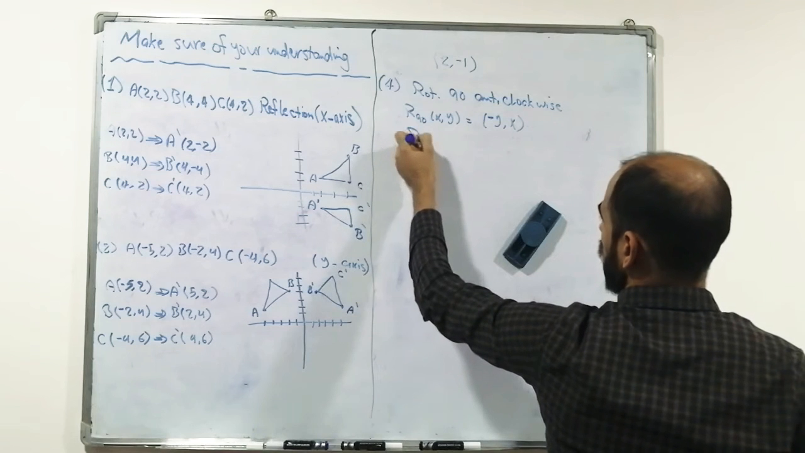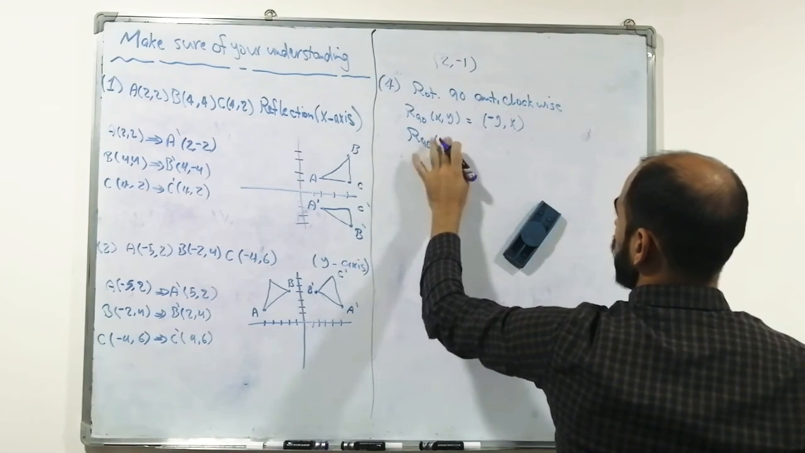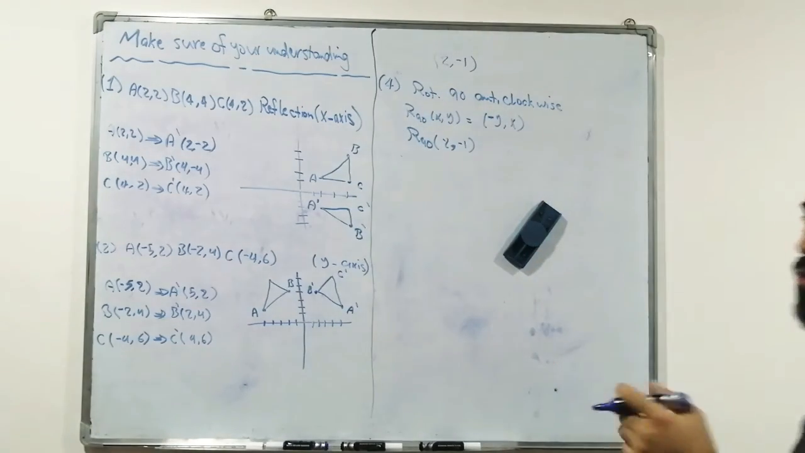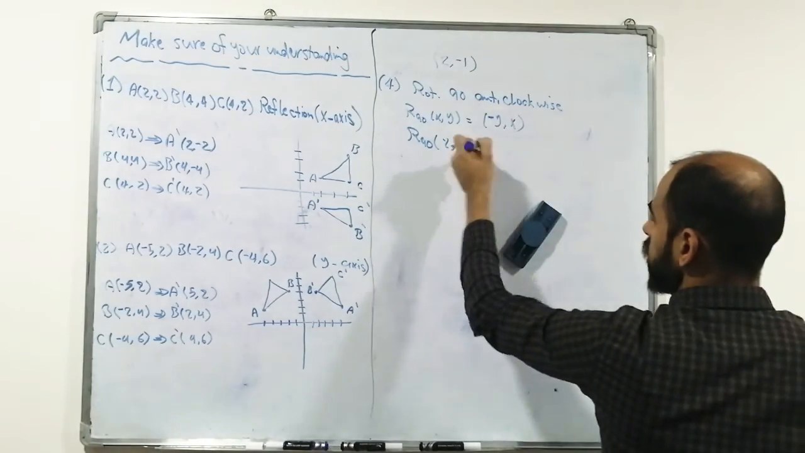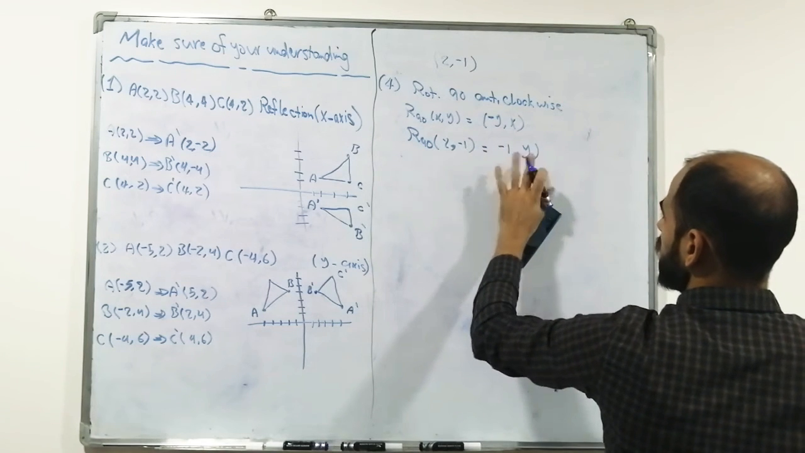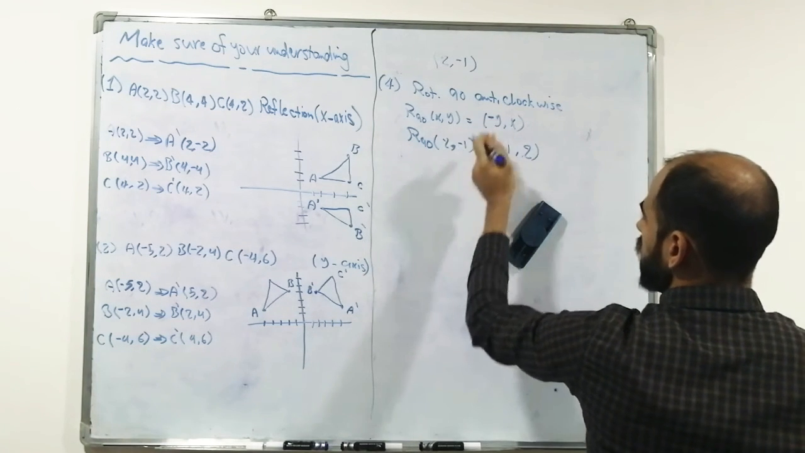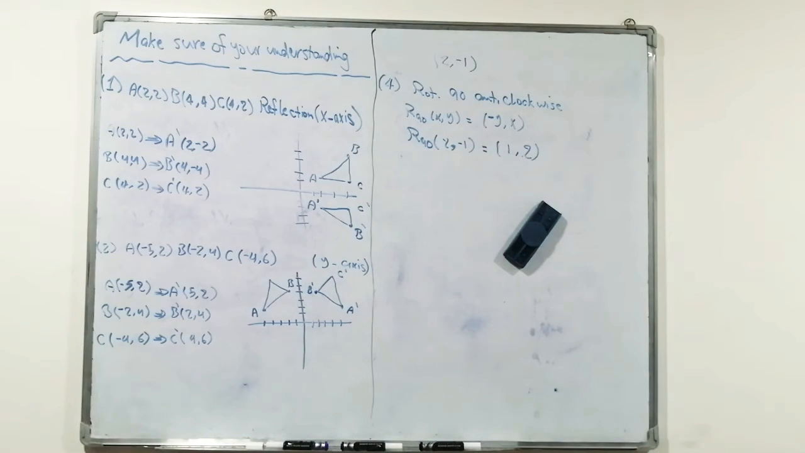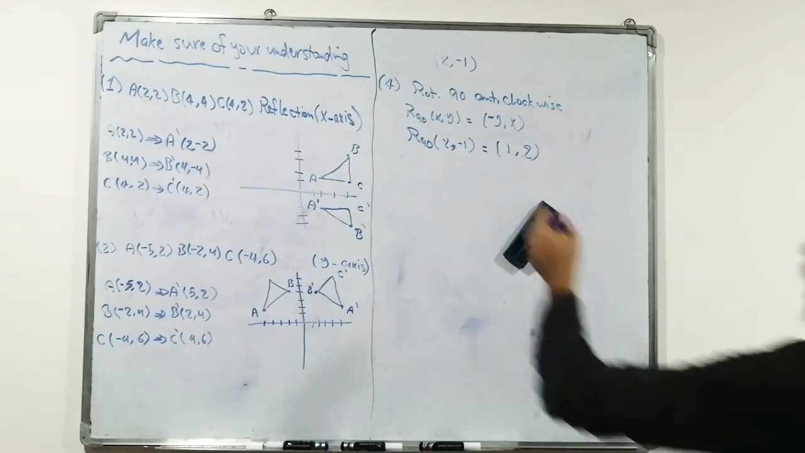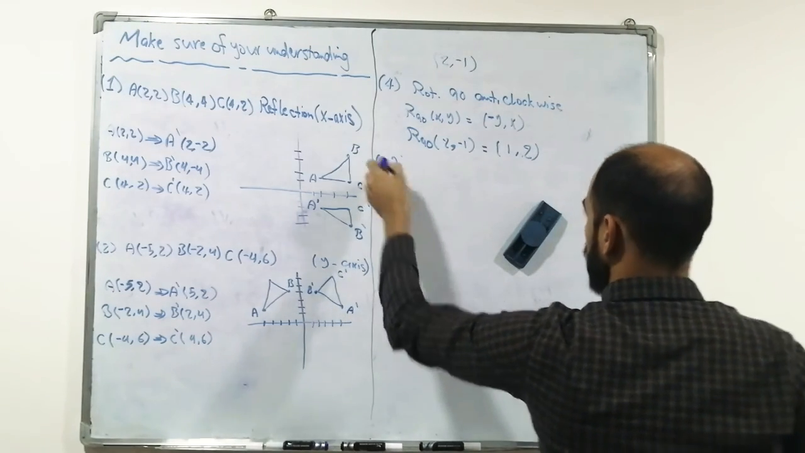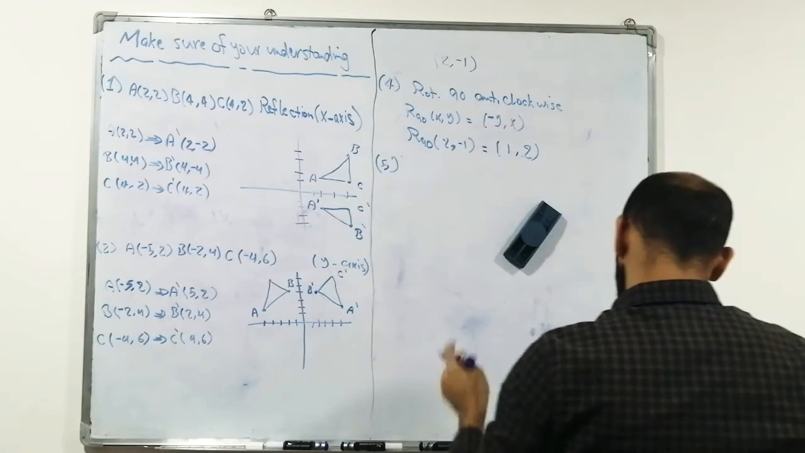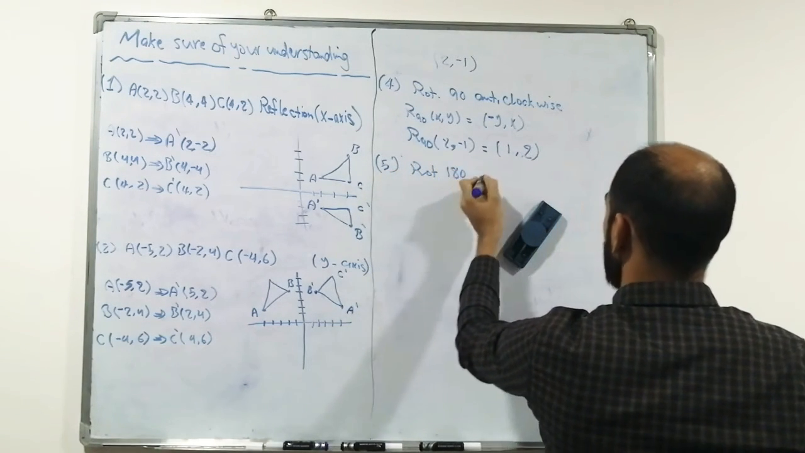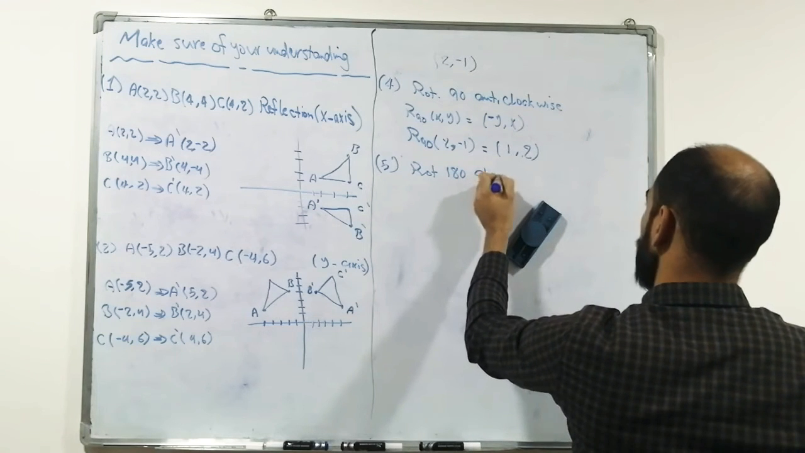This is the rule. So R 90 degree of (2, -1) anti-clockwise, we use the rule: change x instead of y and y instead of x, then change the sign of the first part. Then -1 will become 1. The same point, we have to find its rotation 180 clockwise.